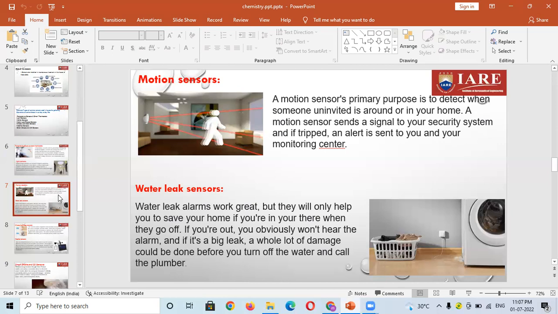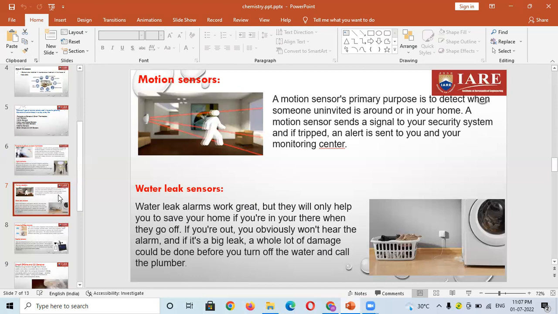And coming to the fourth type of sensor, the water leak sensor. Water leak alarms work great, but they will only help you save your home if you are there when they go off. If you are out, you obviously won't hear the alarm, and if it's a big leak, a whole lot of damage could be done before you turn off the water and call the plumber.